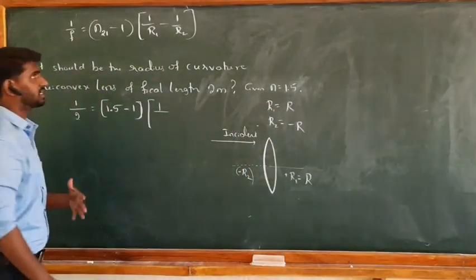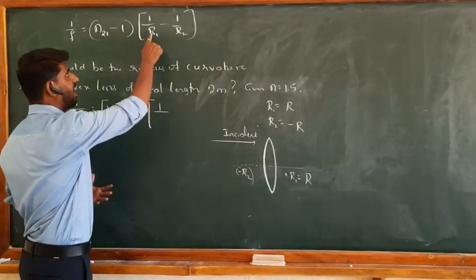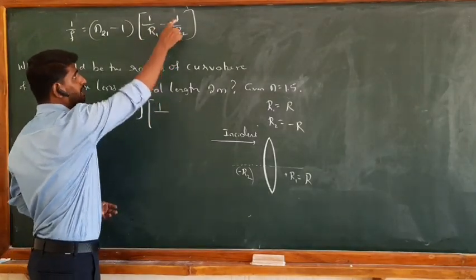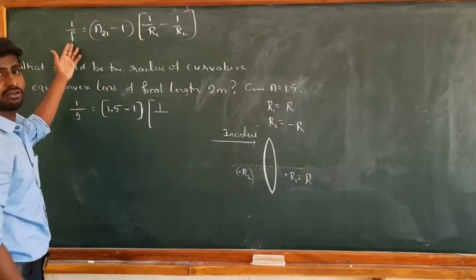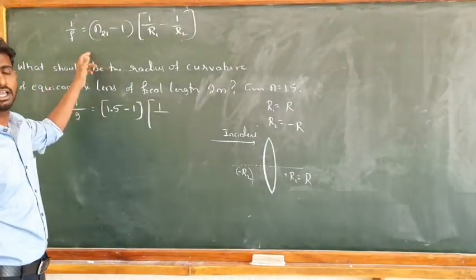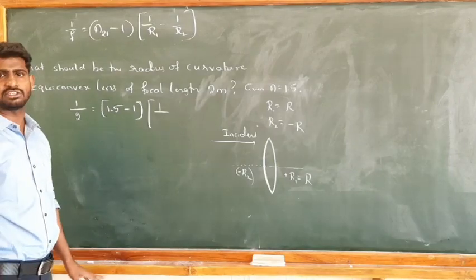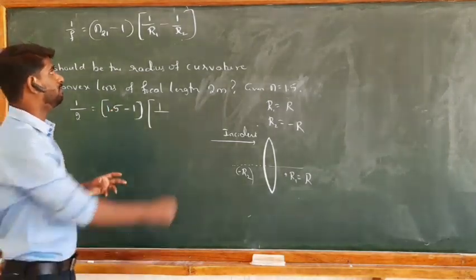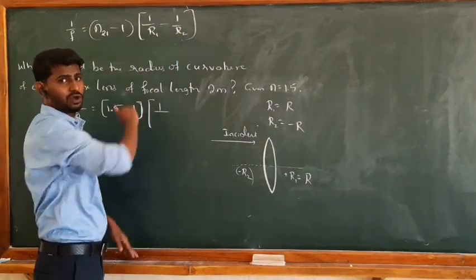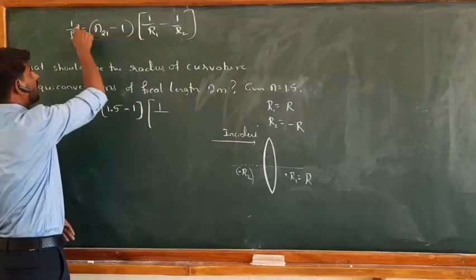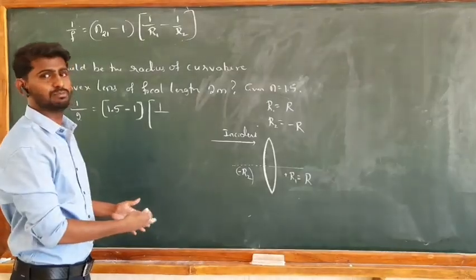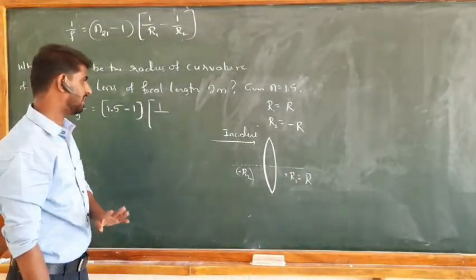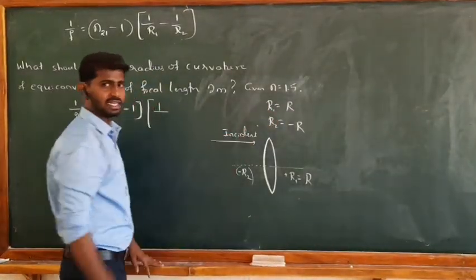For an equiconvex lens, if you take both R as the same, 1 by R minus 1 by R is 0, so 1 by F equals 0 and F equals infinity. This is a wrong calculation. It is impossible to make a lens like that, so you should be aware of the sign convention.